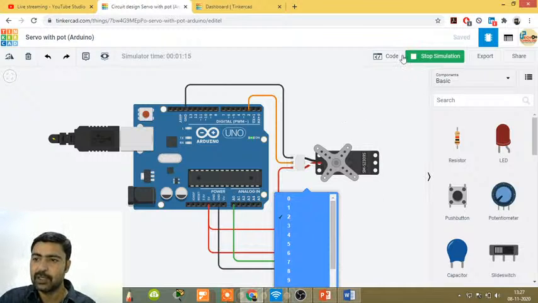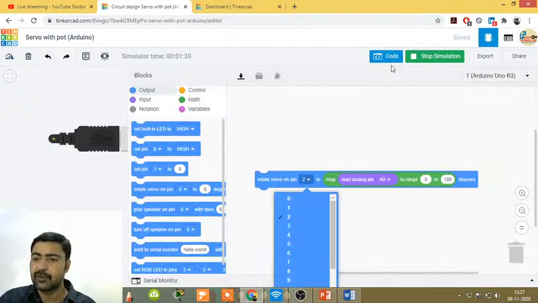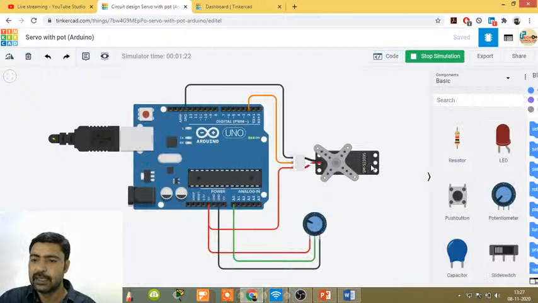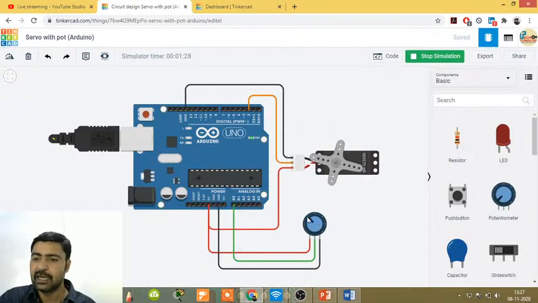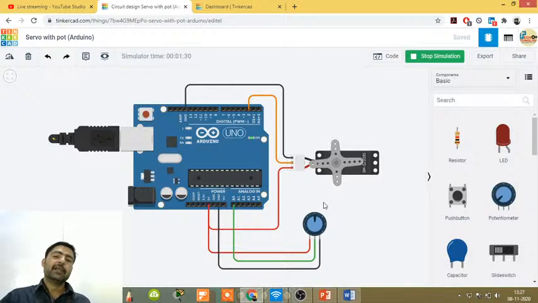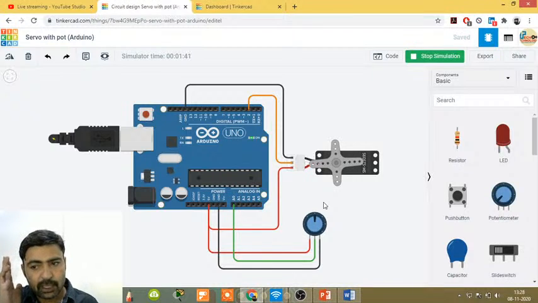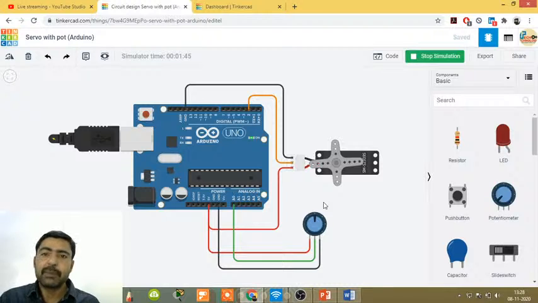Check it once more. With the help of analog input, we are controlling our servo angle. So this is how a servo motor operates. These are the main components: your motor, your ultrasonic sensors, your gas sensors, your potentiometer, your servo motors. These are the main sensors and actuators we have interfaced till now with our Arduino board.